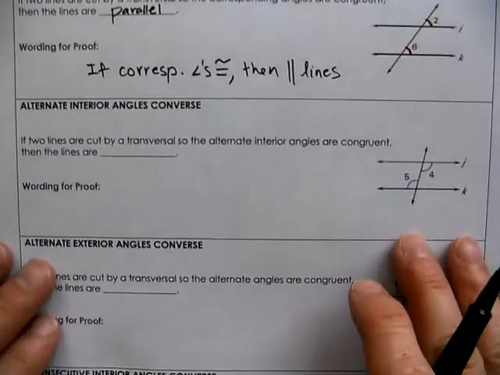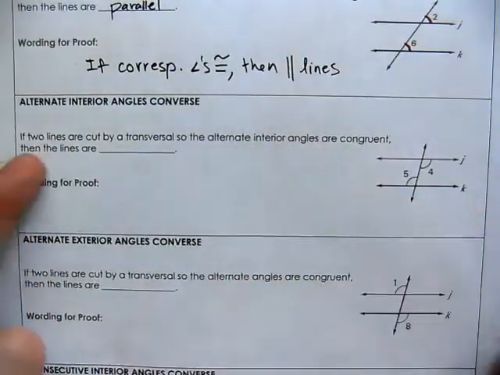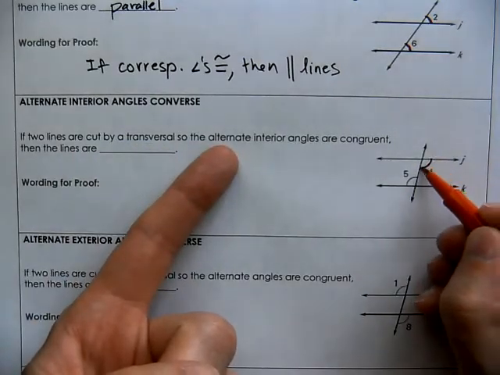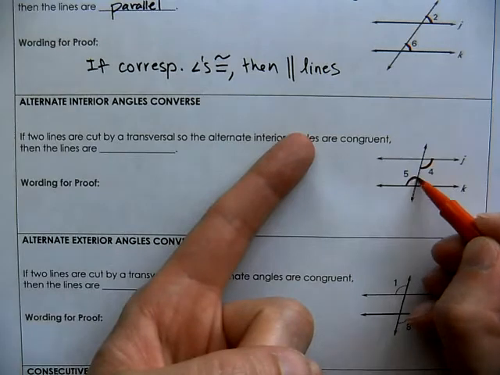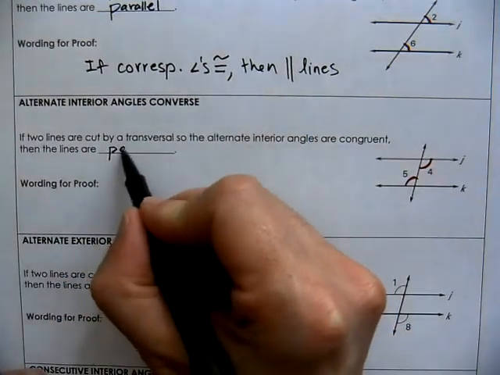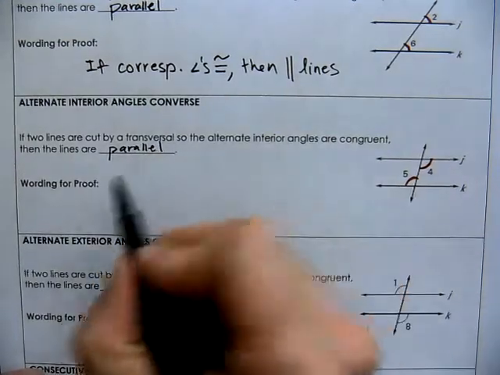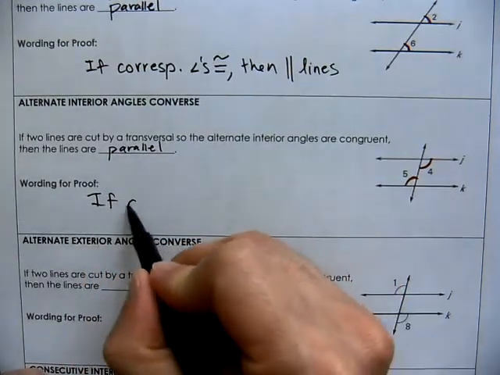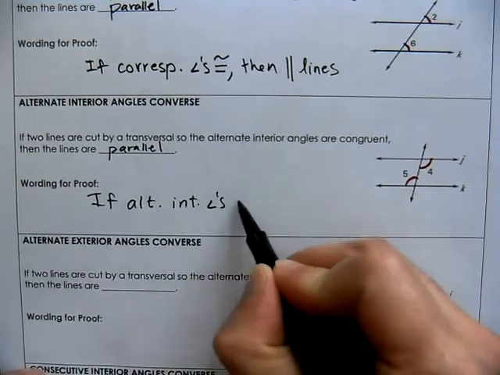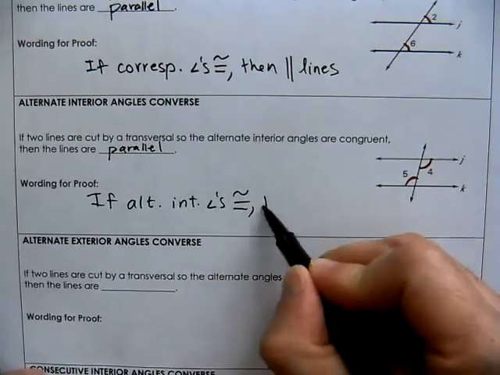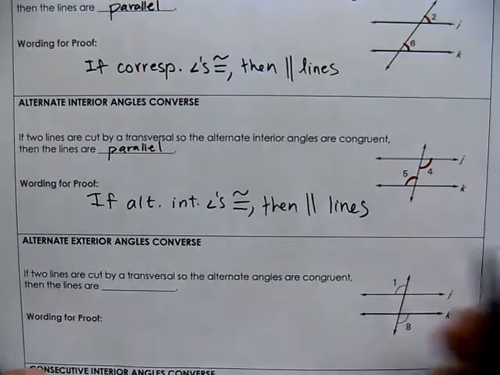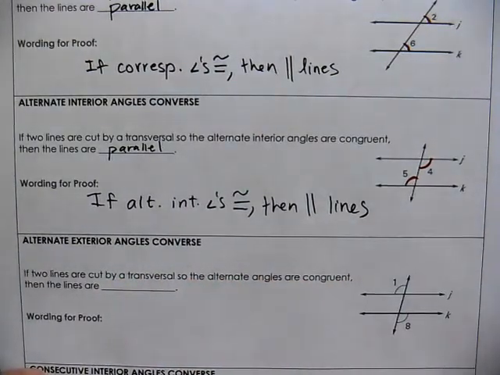The alternate interior angles converse says if two lines are cut by a transversal so that the alternate interior angles are congruent, well then what can we conclude about the lines they touch? The lines are parallel. And so we would say if alternate interior angles are congruent, then we have parallel lines. And that's how we'll phrase it in our proofs.